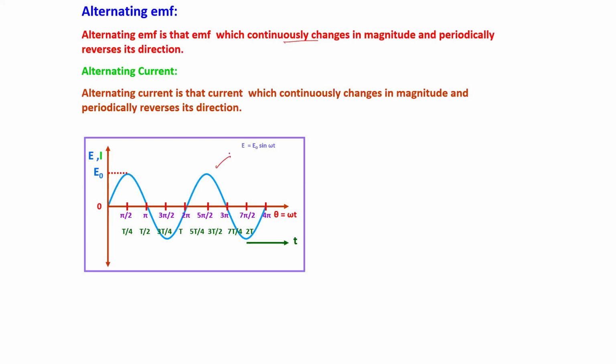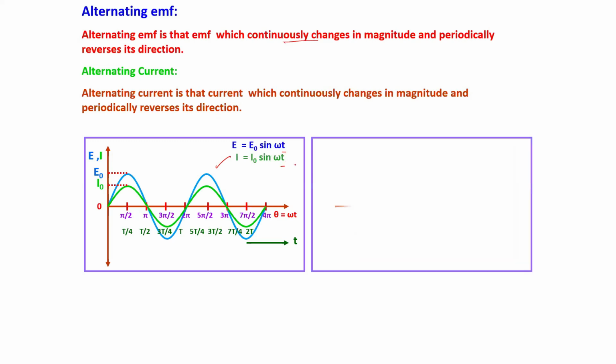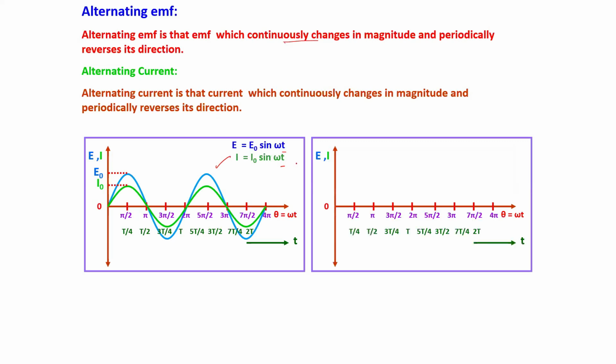The value of EMF can be represented using the formula E is equal to E naught sine omega t. In a similar way, the current can be written as I is equal to I naught sine omega t. Now, we are going to see what happens to the value of EMF and current when they are in opposite phase. Here it starts with 0, but here it starts with a maximum value. So in that case, the EMF will be in terms of cos theta and the current is also in terms of cos theta.